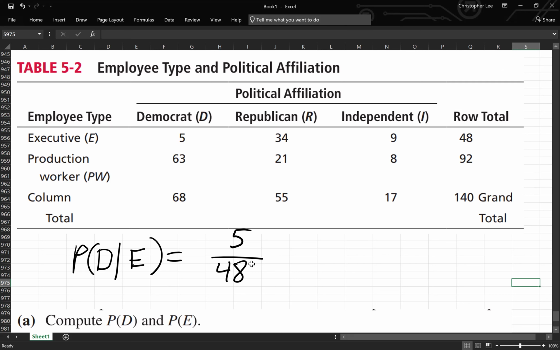So whatever comes after the given is your denominator, right? And before the given is your numerator. That's it. Does that make sense?